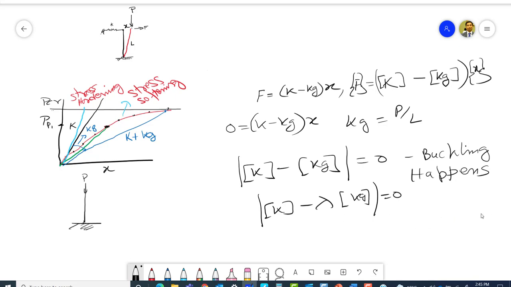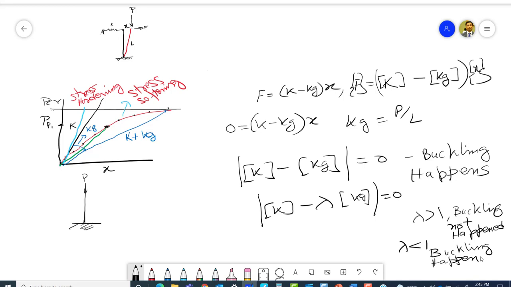So if my lambda is greater than 1, that means buckling has not happened under the existing load. And if it is less than 1, that means buckling has already happened under this existing load P.